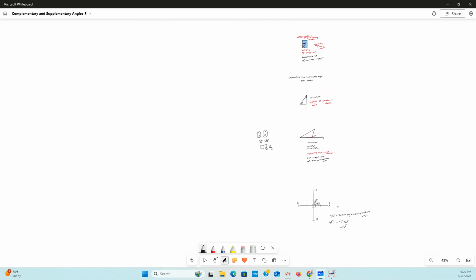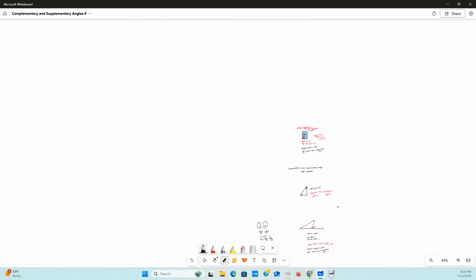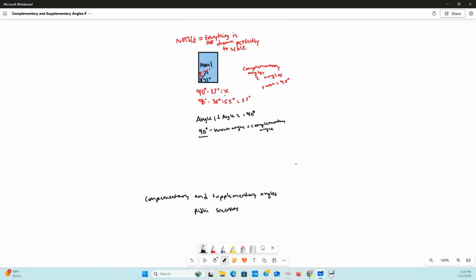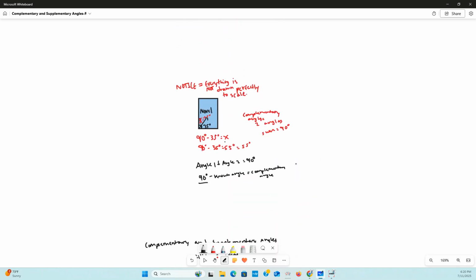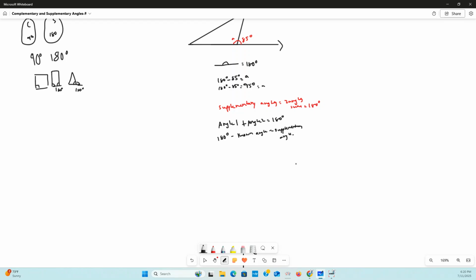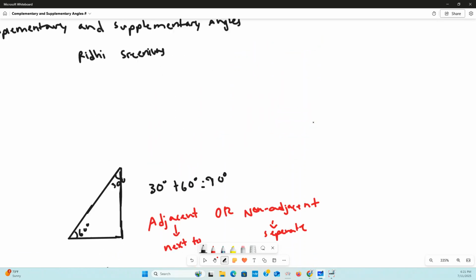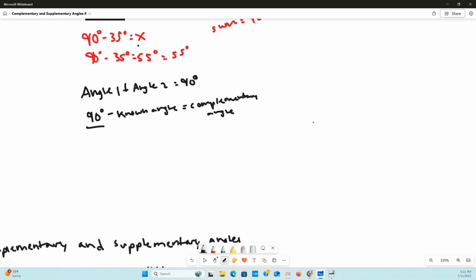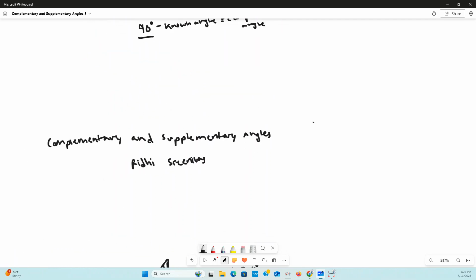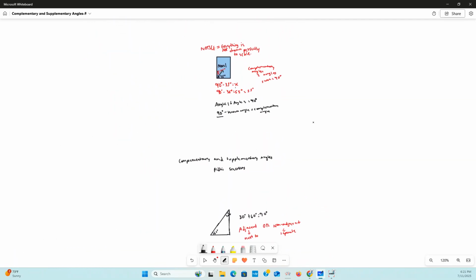So, to wrap this up, complementary angles are two angles that add up to 90 degrees, and supplementary angles are two angles that add up to 180 degrees. And they both can be adjacent or non-adjacent. We can find missing angles by subtracting the known angle from either 90 or 180, depending on the situation. But essentially, these concepts can help us understand how shapes and angles work together and how we can use them to figure out certain problems.